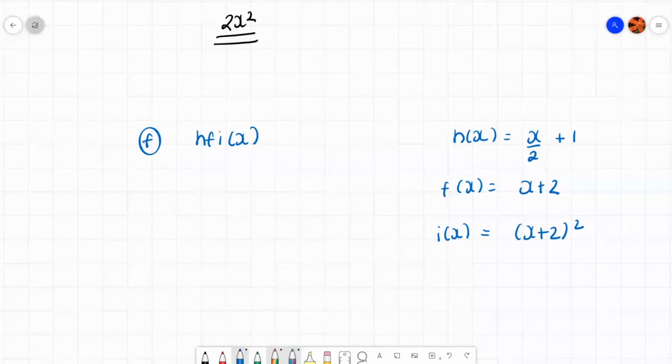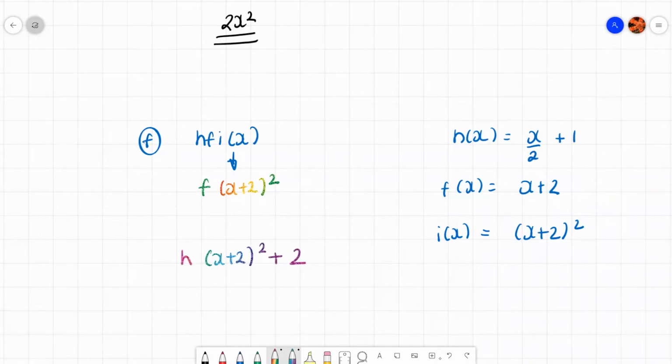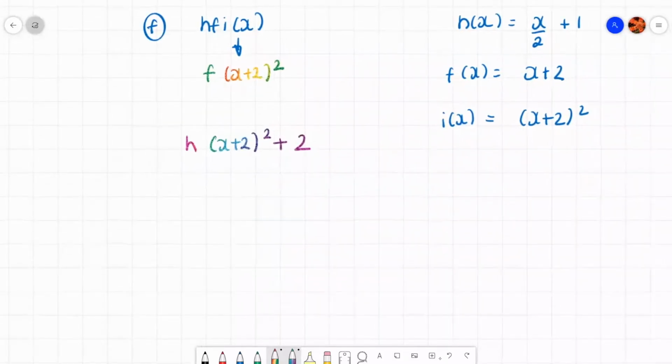Okay, right, let's have a look at this then. So I need I of x. I'm just going to change the pen color. I of x is actually x plus 2 all squared. And I need to apply f to it. So instead of x, I need to do x plus 2 all squared plus 2. Okay, and then actually I need to apply h to it now, don't I? So instead of x, I'm going to write x plus 2 all squared plus 2 divided by 2, add 1.